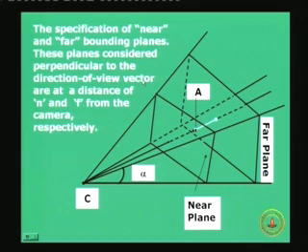And these planes, near and far planes, are considered perpendicular to the direction of view vector or direction of projection, DOP. Remember this, and they are at a distance n and f from the camera respectively. So, this near plane is at a distance n from C, the perpendicular distance along the central line which passes from C to A. Along that line, the distance from C to the near plane is n, and from C to the far plane is f.